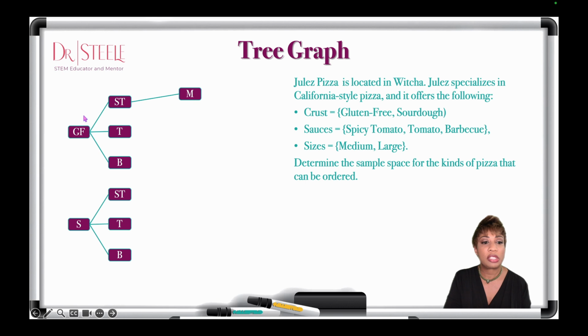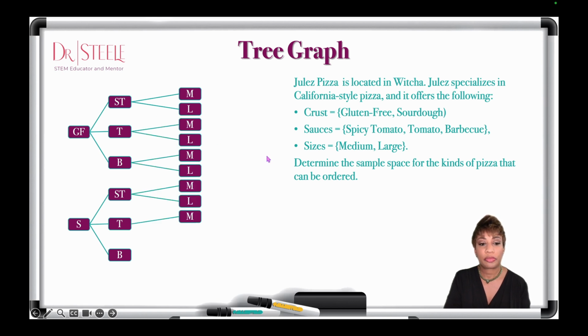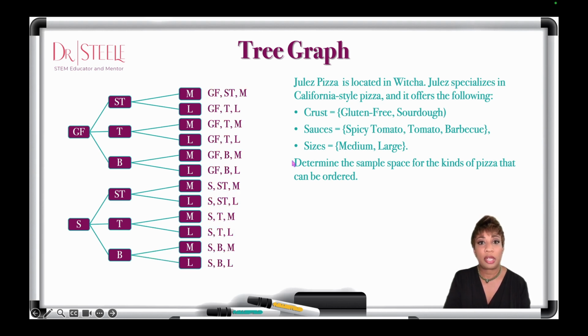And so this would say gluten-free, spicy tomato, medium, gluten-free, spicy tomato, large. And we're going to do that for the rest of them. And then we're going to write out all of our possibilities. No, I'm not going to read those. And so we want to determine the sample space for the kinds of pizza that can be ordered. Notice it says determine the sample space. Remember, the sample space is basically how many different types of possibilities there are. And so if we count, there are 12 total.